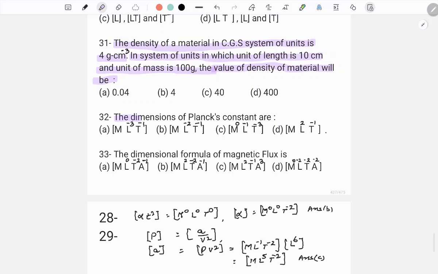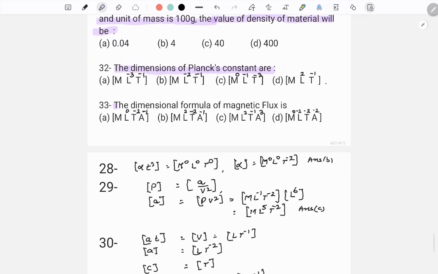32. The dimensions of Planck constant are. 33. The dimensions formula of magnetic flux is.